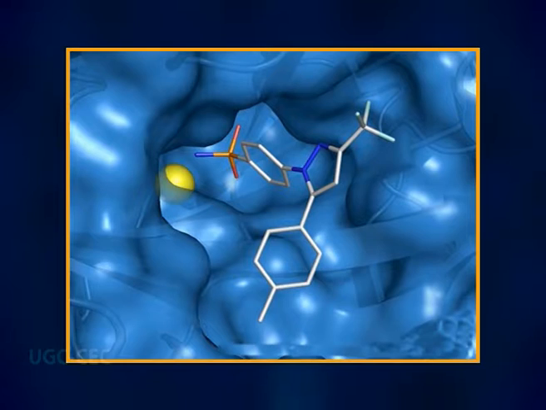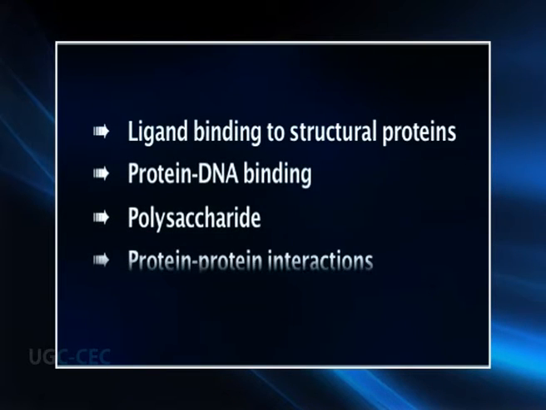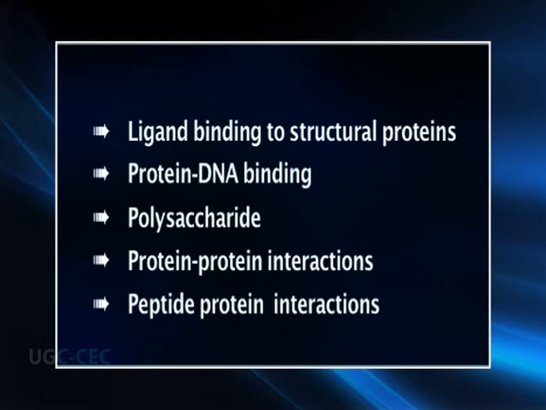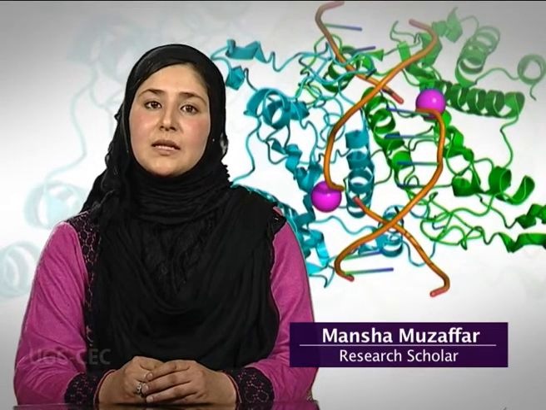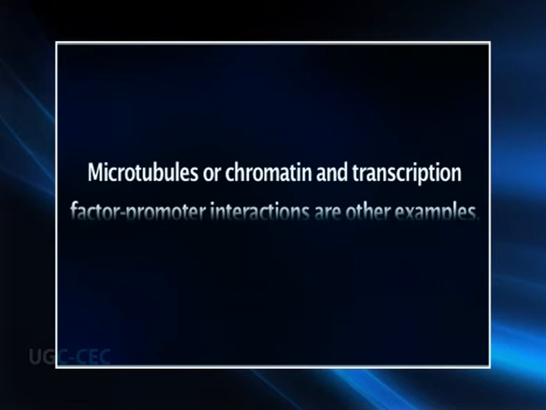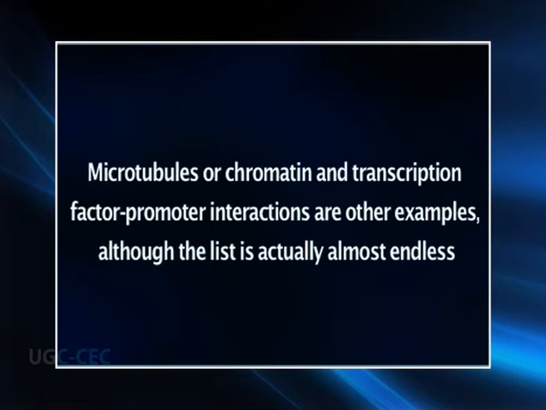Other important systems which are now being studied at a molecular level include ligand binding to structural proteins, protein-DNA binding, polysaccharide-protein interactions, protein-protein interactions, and peptide-protein interactions. The formation and maintenance of the quaternary structure of multi-subunit proteins, the self-assembly of large structures such as microtubules and chromatin, transcription factors, and various promoter interactions are other examples, although the list is actually almost endless.